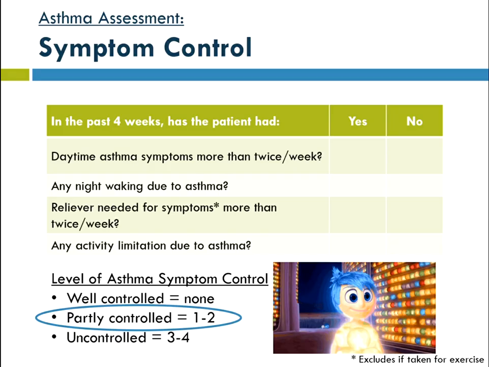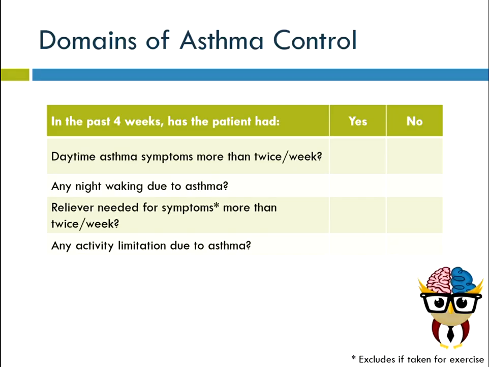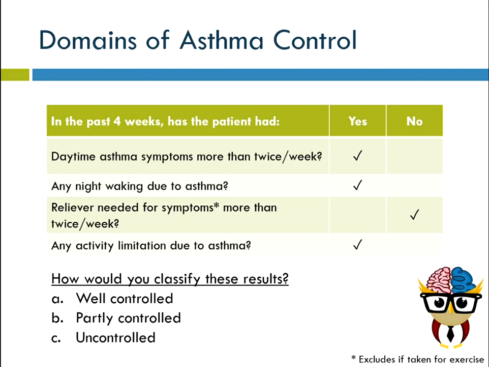So I think it'll actually make more sense in the practice question. Okay. Alright, so we're going to start here without the case. This patient has daytime symptoms more than twice a week. They are having nighttime awakenings. Those symptoms are resolving spontaneously, so they do not need their medications more than twice a week. And they are having activity limitations. What level of control would you classify this patient?